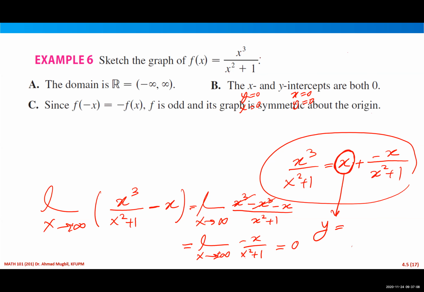Now the function is odd. Why is the function odd? If you replace x by negative x, you will have negative f of x. So it is odd, and it will be symmetric about the origin. This is good.